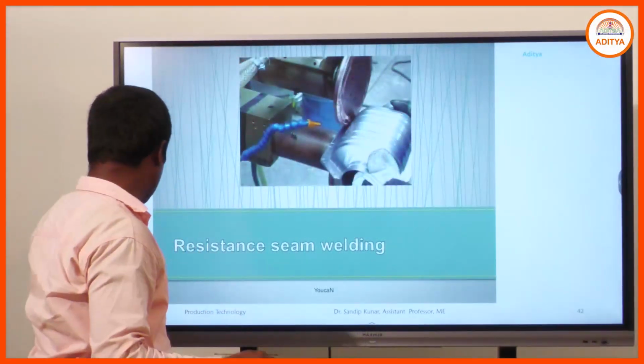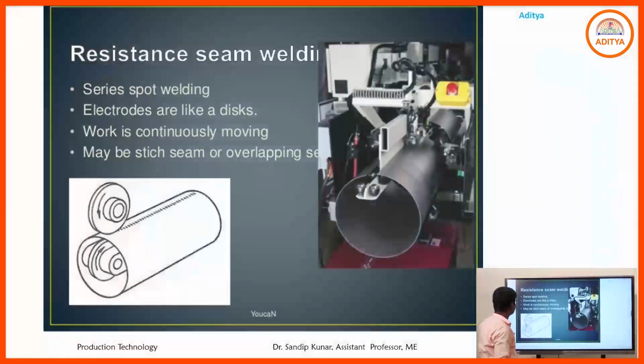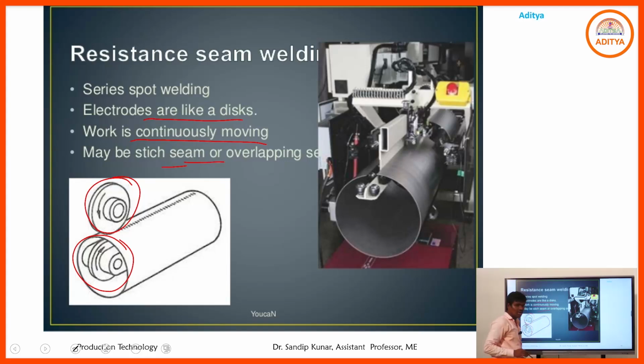In case of resistance seam welding, it is a series of spot welding and the electrodes are like discs. The electrodes work as discs and the work is continuously moving. It may be a stitch, seam or overlapping in that welding process.